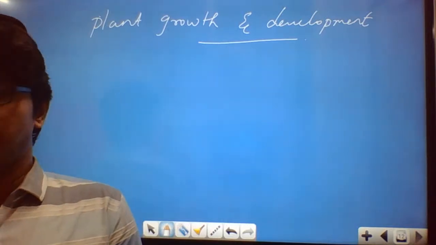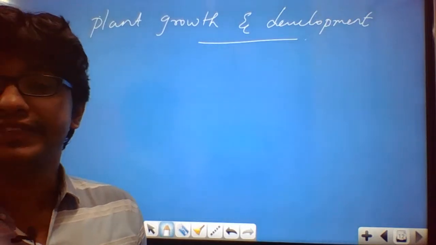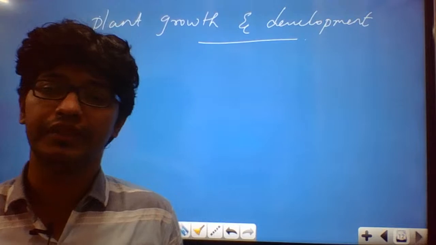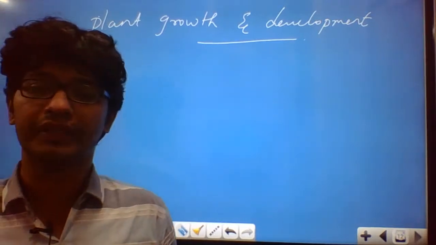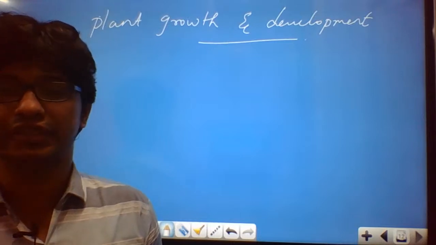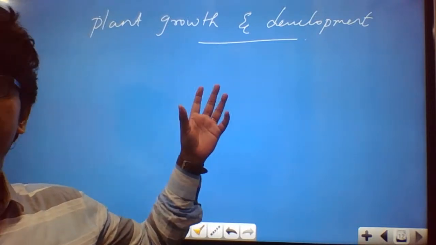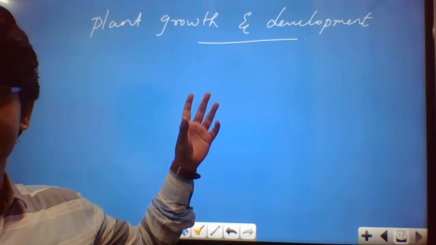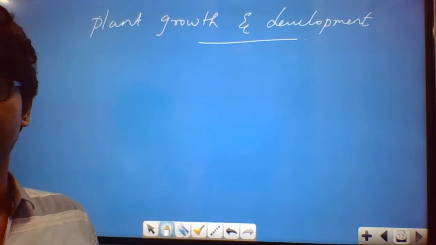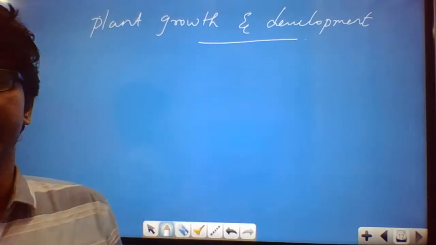So you know pretty well what exactly growth is. Growth is the irreversible increase in size. Growth is an inevitable thing, as we can see in both plants as well as animals. In both cases, growth is an essential thing. And as far as plant growth is concerned, how can you define growth? Growth is an irreversible increase in size of an individual cell, organ, or its part. So it's irreversible.